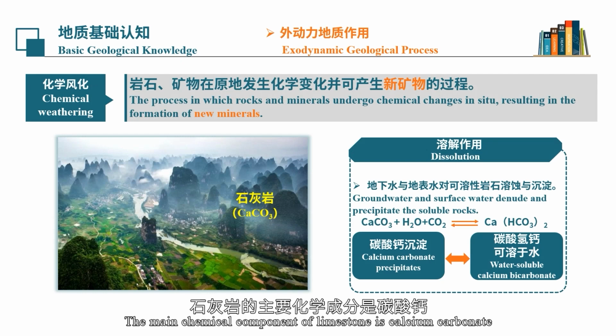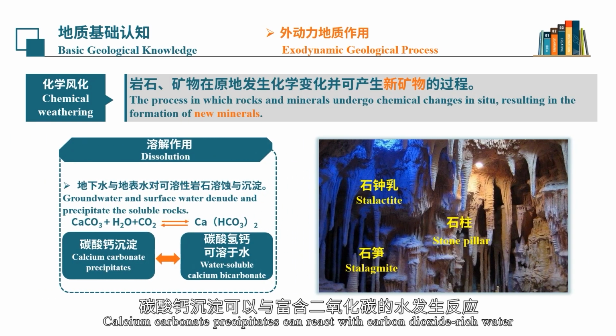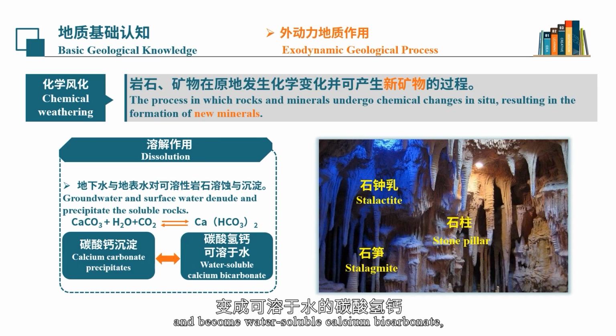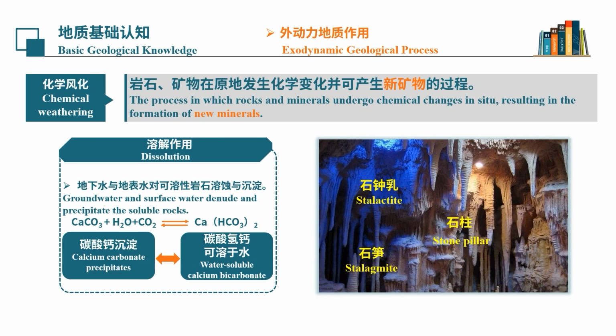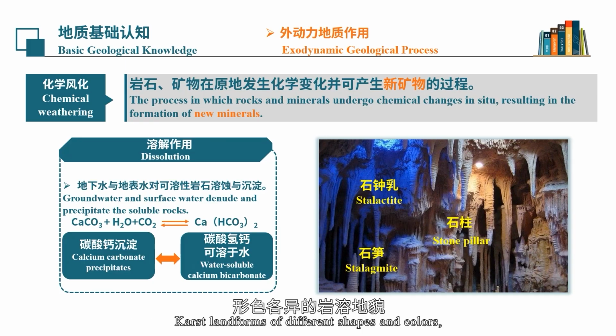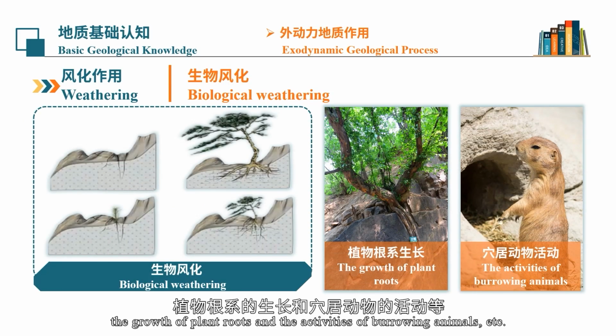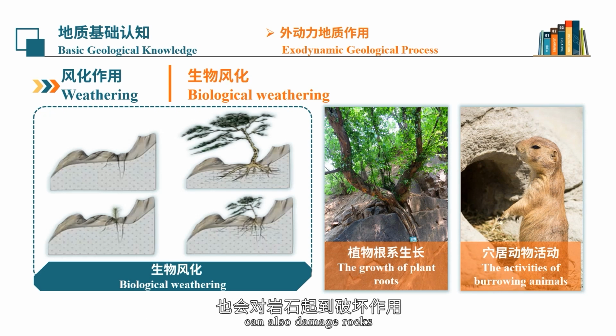The main chemical component of limestone is calcium carbonate. Calcium carbonate precipitates can react with carbon dioxide-rich water and become water-soluble calcium bicarbonate, so that stalactites, stalagmites, stone pillars, and the like are formed. Karst landforms of different shapes and colors. The growth of plant roots and the activities of burrowing animals, etc., can also damage rocks.